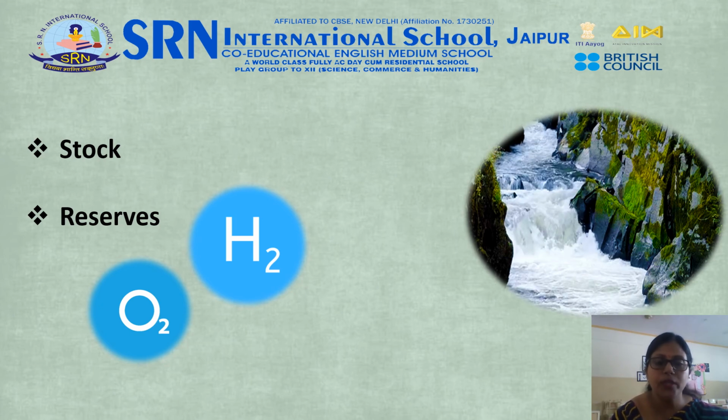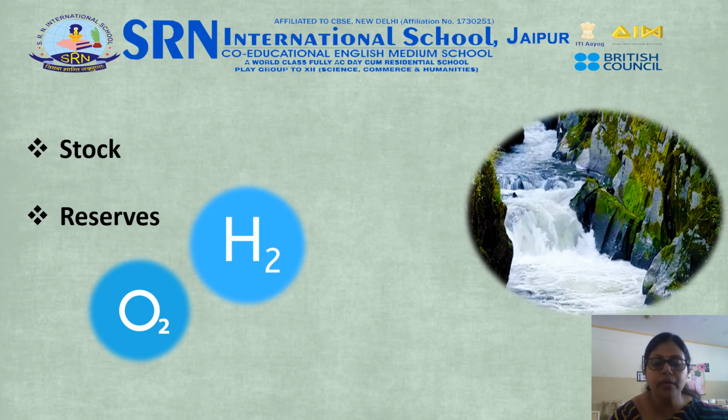For example, water is a compound of two inflammable gases, hydrogen and oxygen, which can be used as a rich source of energy. But we do not have the required technical know-how to use them for this purpose. Reserves. Reserves are the subset of the stock which can be put into use with the help of existing technical know-how, but their use has not been started. These can be used for meeting the future requirement.